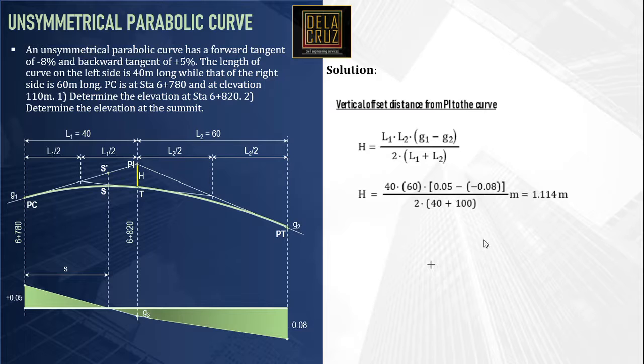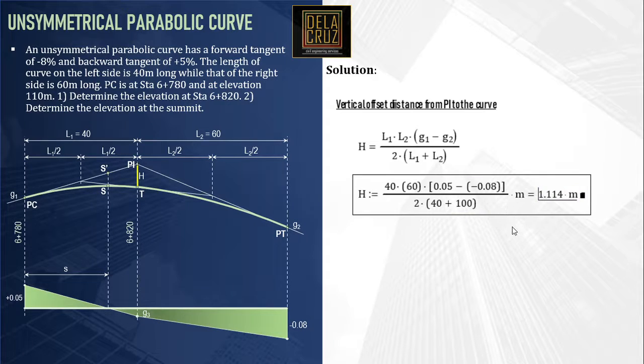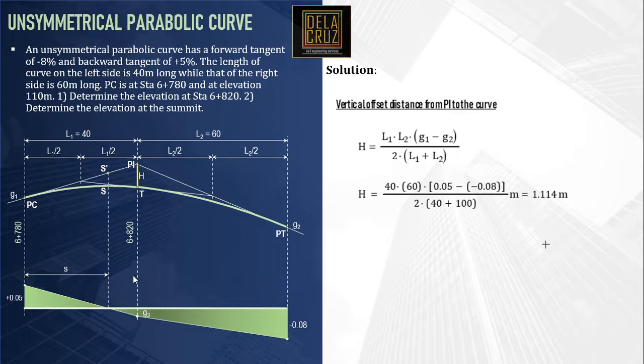Okay? So, if this is negative, then the curve is going down, or that is a sag parabolic curve. If this is positive, then the curve is a summit going up.